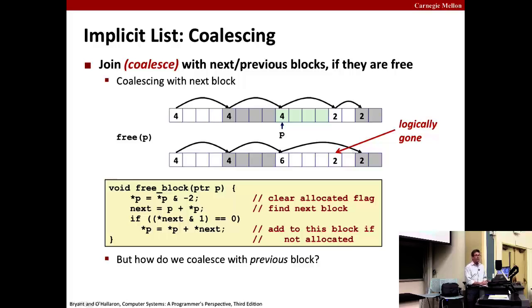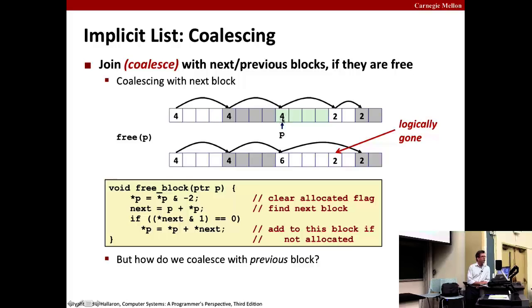Now, if we're asked to free this green block, it's pretty easy to check the next block because we have the size, we have this header. So we know that the next block starts at an offset of 4, and we know that the header for that block is there. So we just check the allocated status of that next block using the size field in our header.